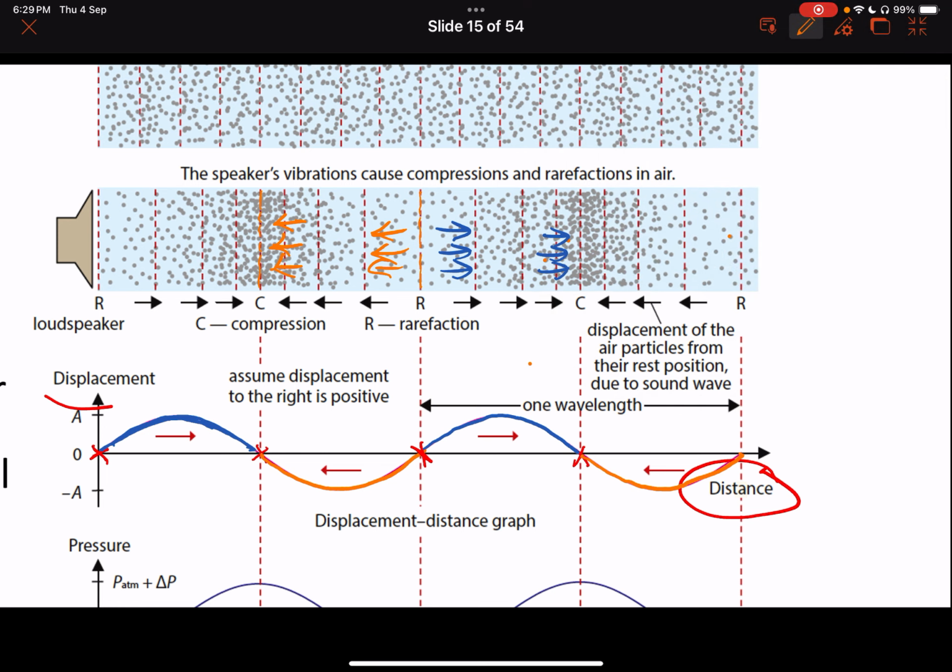Okay, let me just add it on. So if we want to look at the maximum displacement at any point, it will actually be the middle of your rarefaction and compression, the middle. Because compared to its original state, the particles will have the greatest change in displacement. So it might be positive, it might be negative displacement.